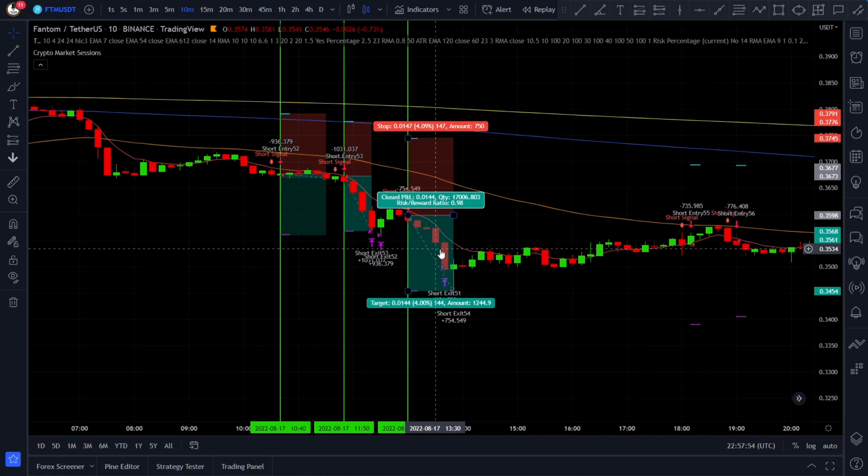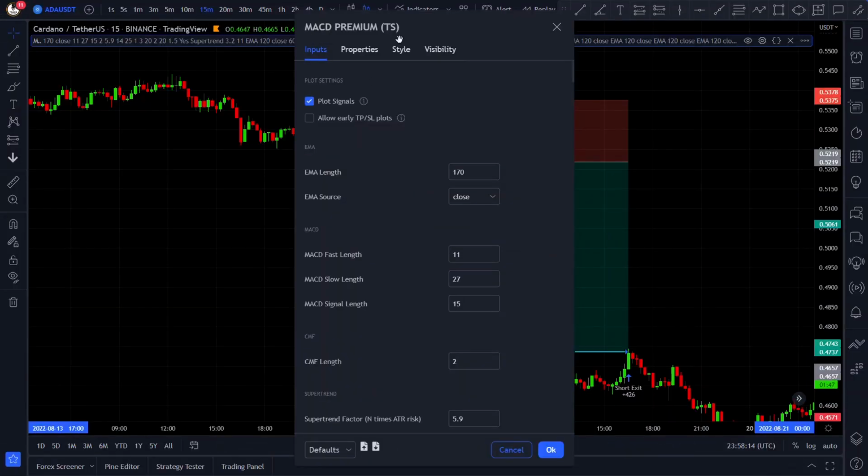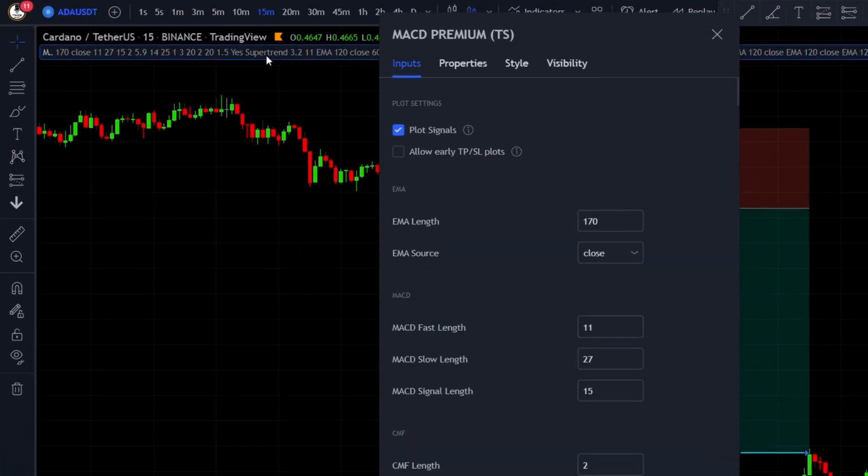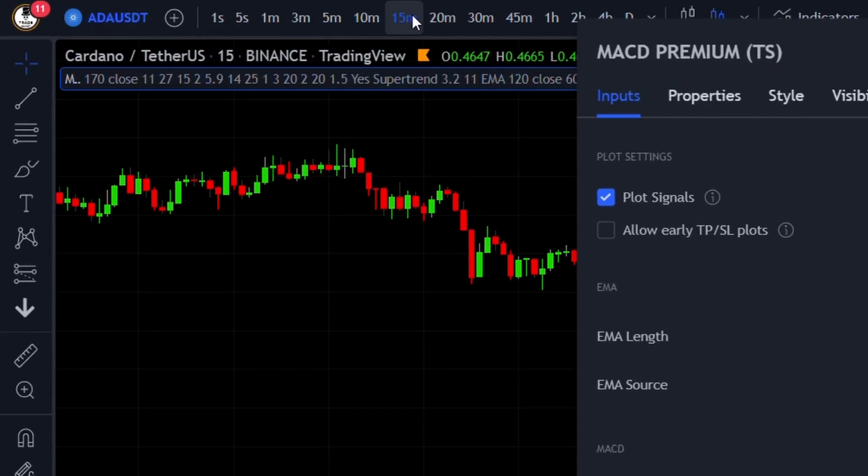Moving on, let's take a look at the third optimization. The following script optimization uses our MACD plus CMF premium script, and it is optimized for the ADA USDT 50-minute chart.